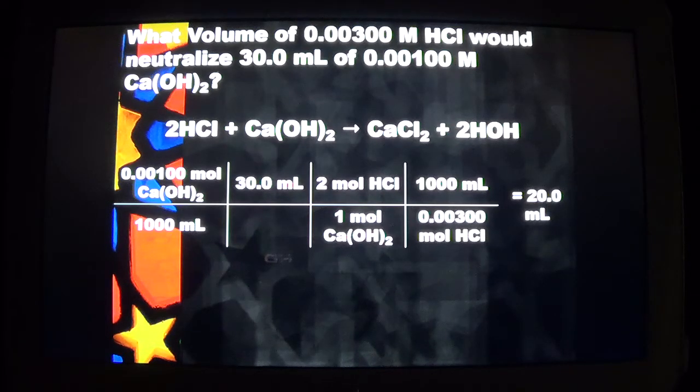You most certainly could do this in a RICE table, but that would be, in my opinion, a little more work than you need to do. If you have a titration question, it would work just as easily to put it in a railroad track. And so I want to demonstrate that. First, I want to focus, and to focus, I have my written balanced equation. And this is how it would work.